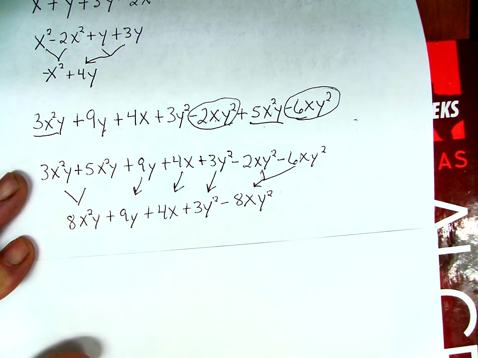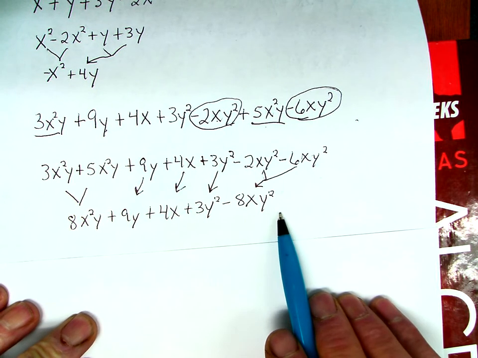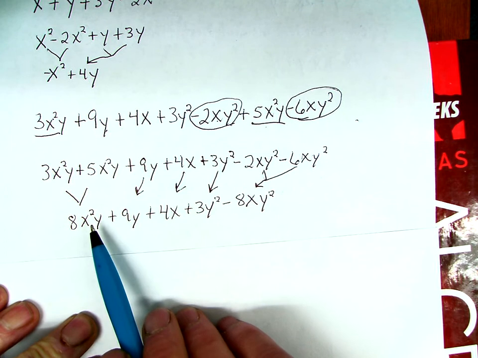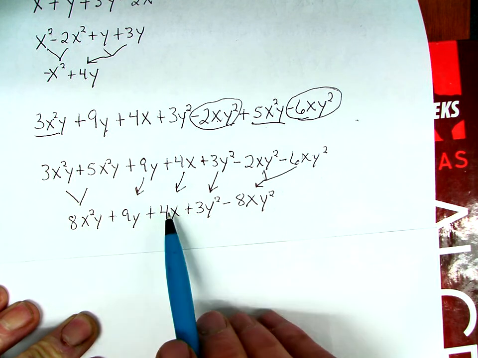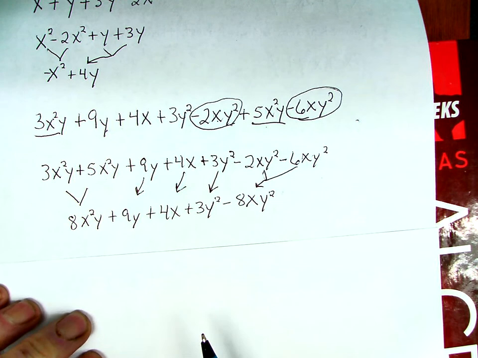Now, the order that I have these in isn't correct. When you write a polynomial, that is an expression that has more than one term, this one has 1, 2, 3, 4, 5 terms, you put them in alphabetical order with the greatest exponent of what comes first in the alphabet first.